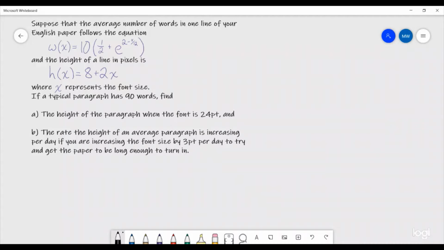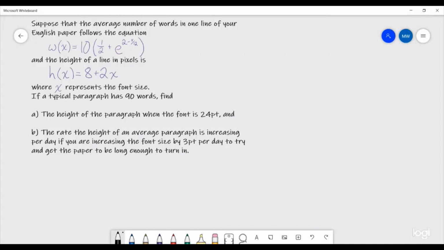And you found that the number of words that fit in one line in your English paper follows W of x, where W represents the number of words, is equal to 10 times (1/2 plus e to the 2 minus x over 12). Because we all know that is something that we easily find when we are measuring the number of words per line, where x is the font size. And we also found that the height of one line in pixels was 8 plus 2x, where again x is representing the font size.